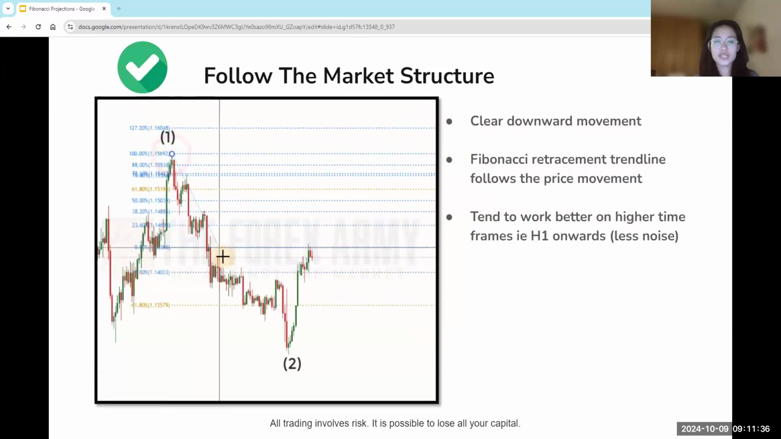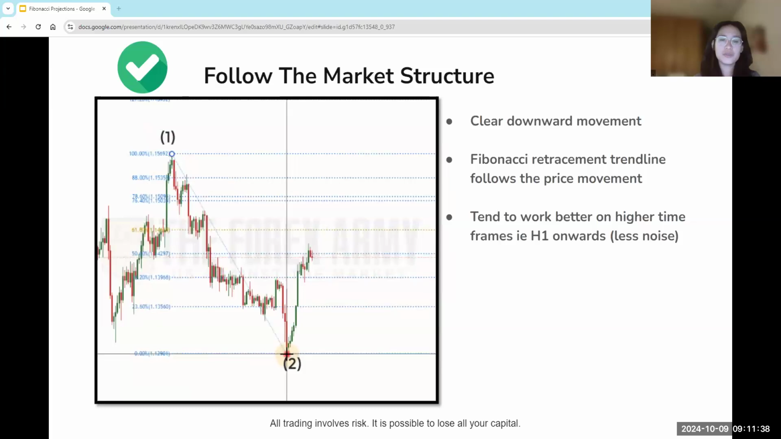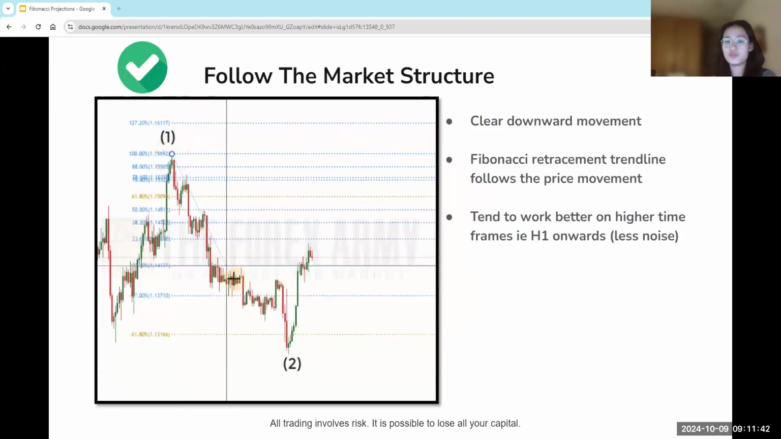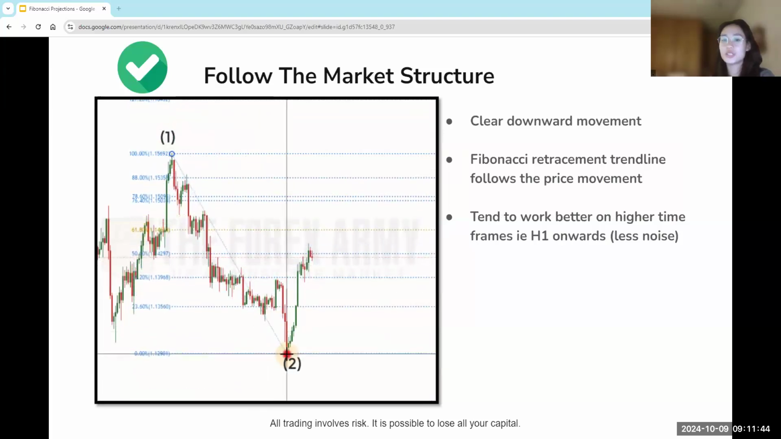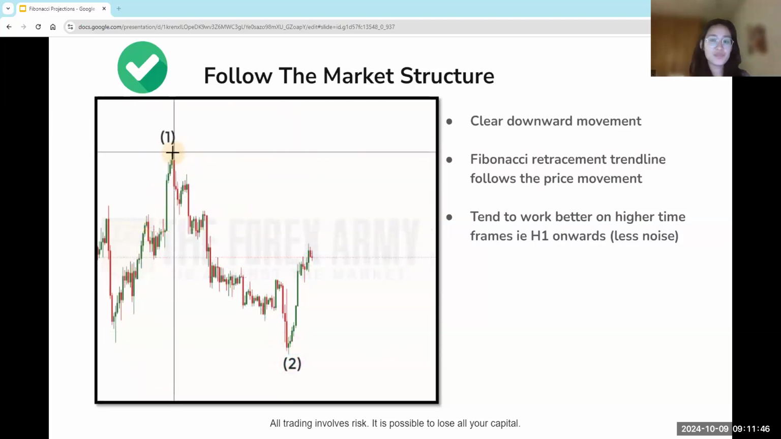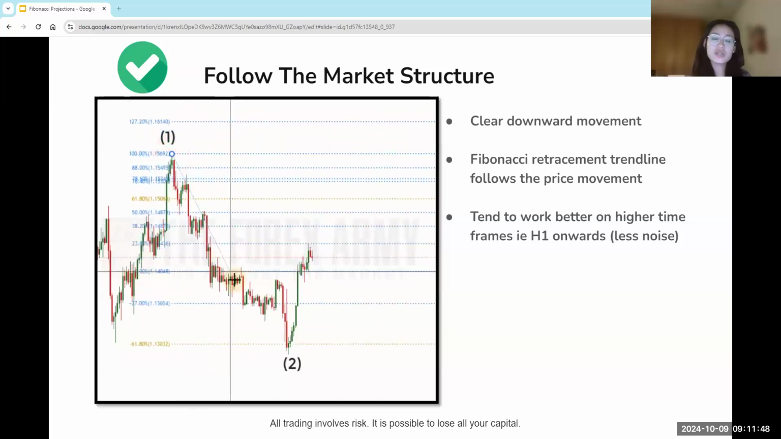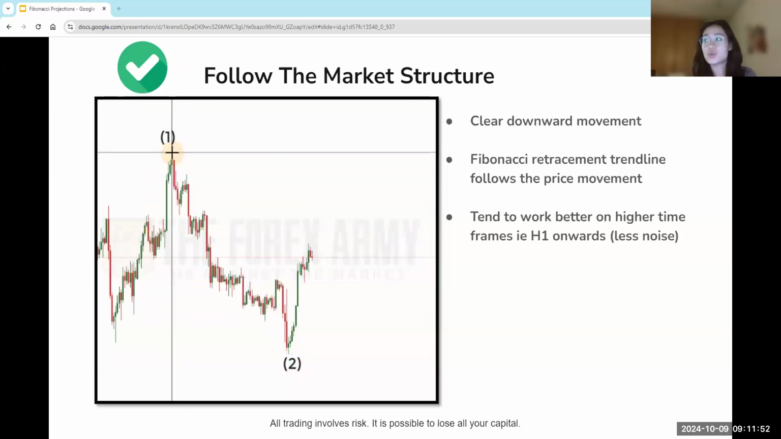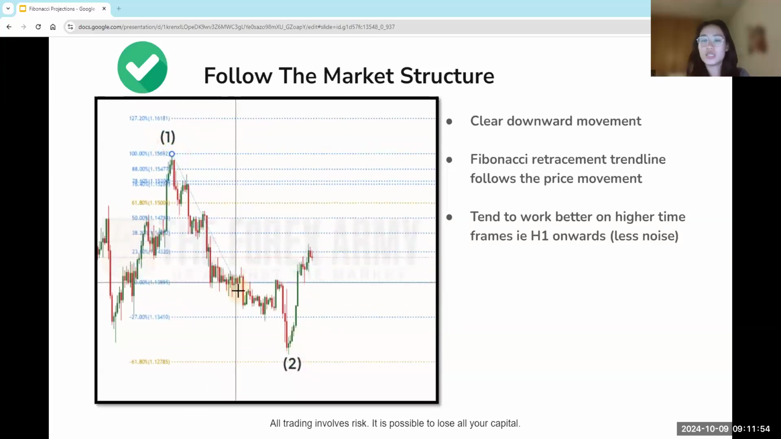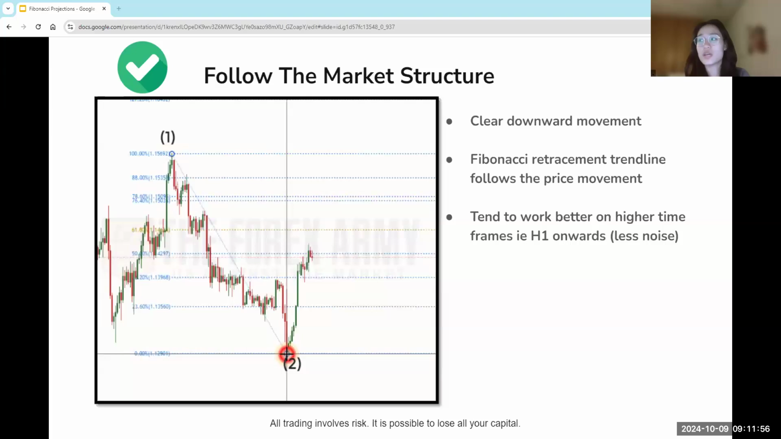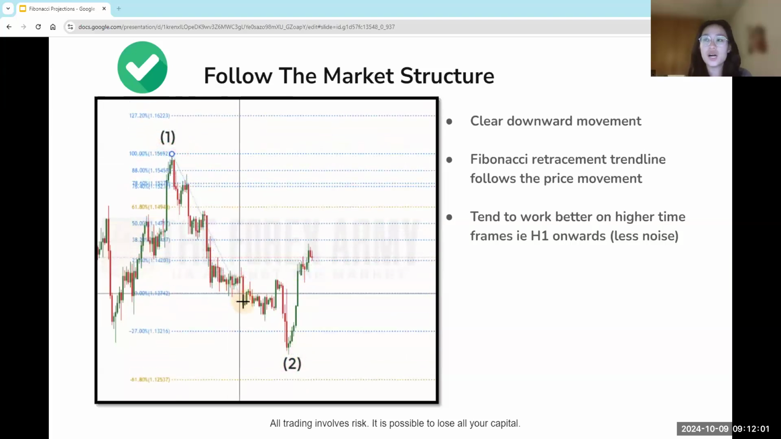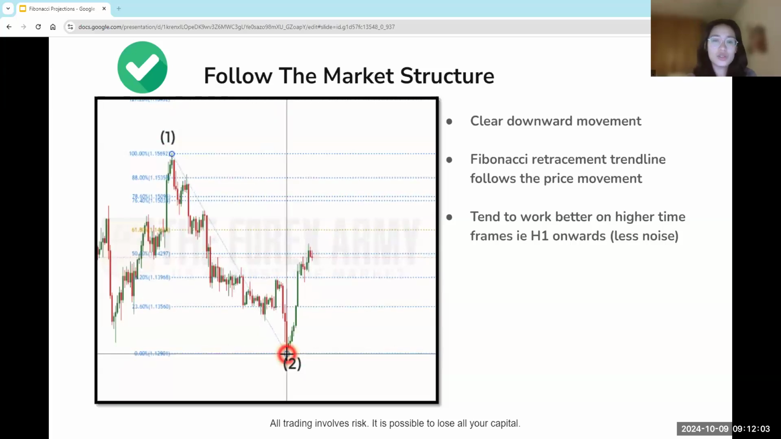So here's a correct example. You want to make sure that you pick market structures with clear upward and downward movement. Also make sure that it follows price movement. This tends to work better on higher time frames due to there being less noise. So we normally will do the analysis on time frames H1 and onwards. So H1, H4, 1 day, so on and so forth.